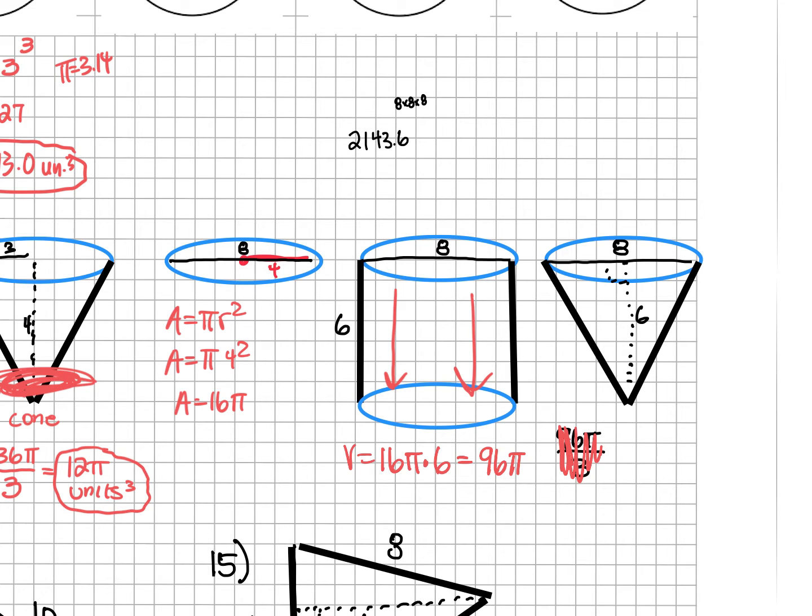Okay, but then if we want to turn it into a cone, we take what we had, 96 pi, and we divide it by 3 because we crush the bottom down to make it 3 times smaller, and we get 32 pi. So pretty easy.